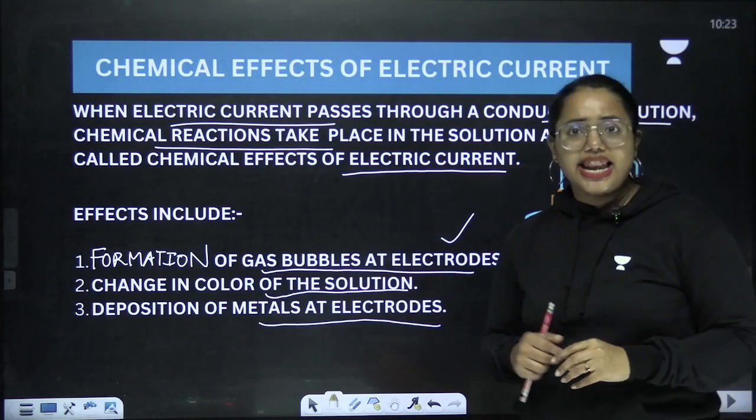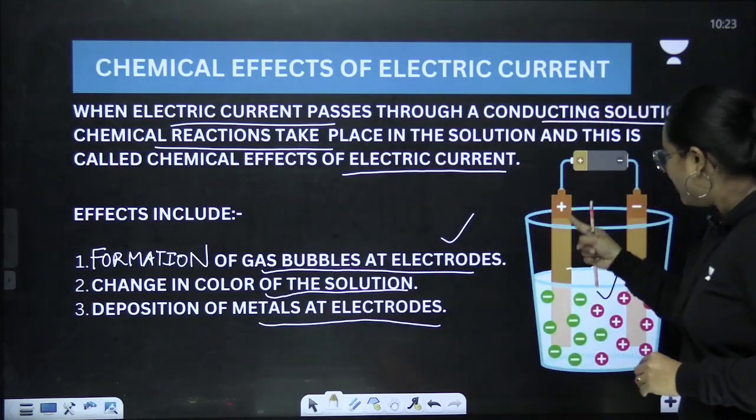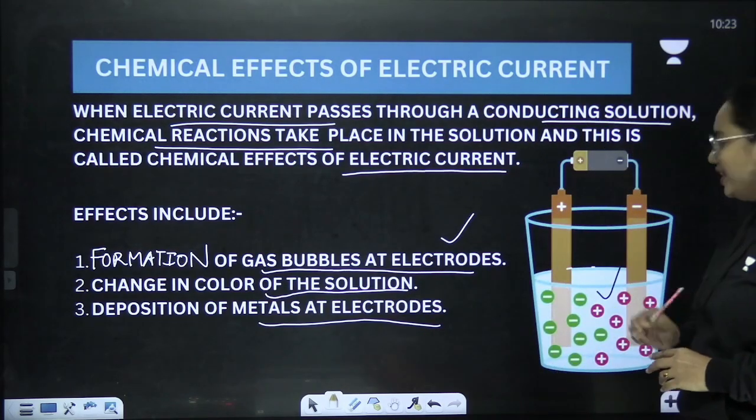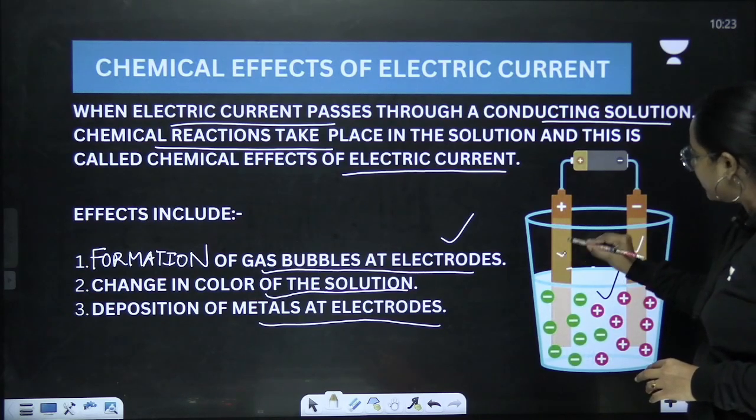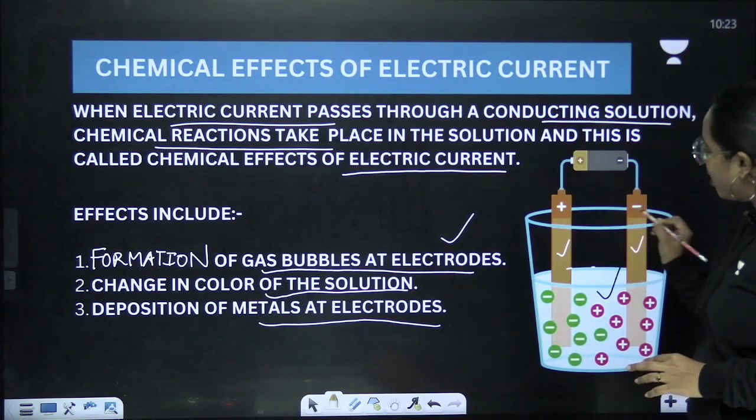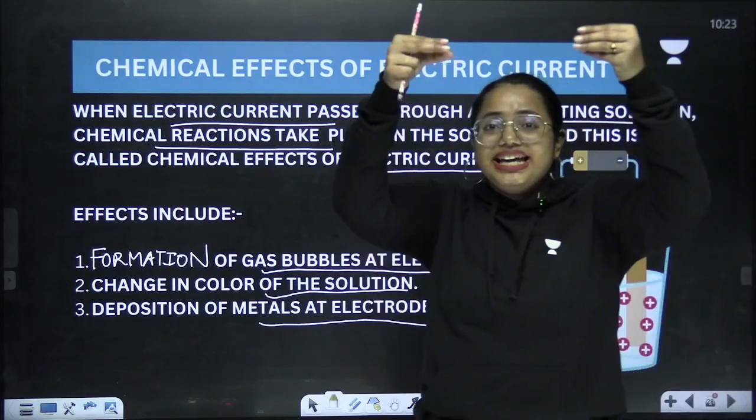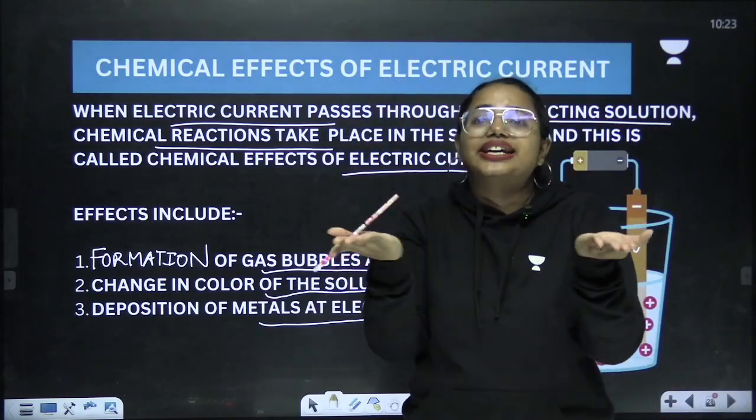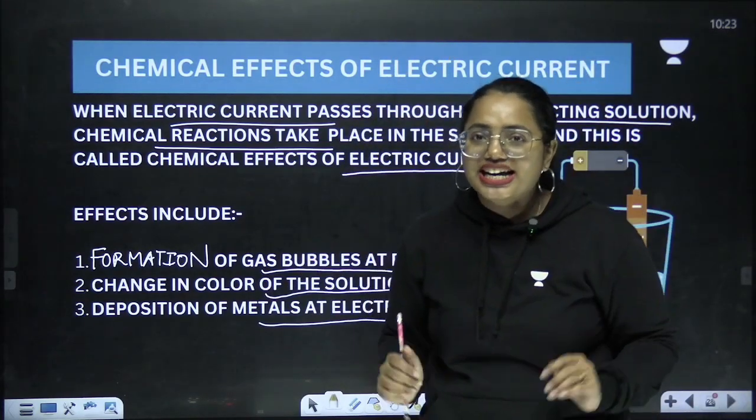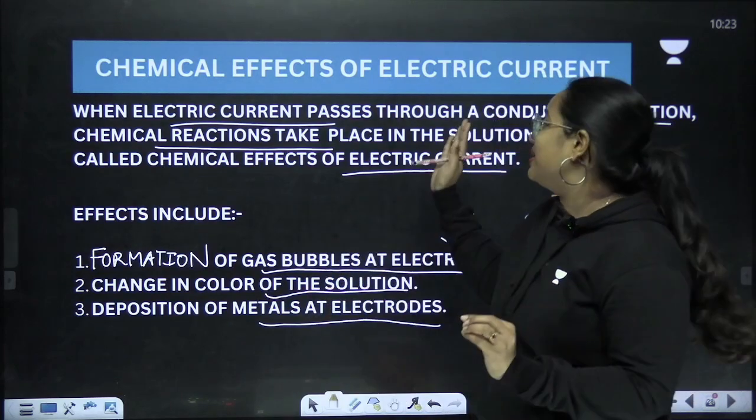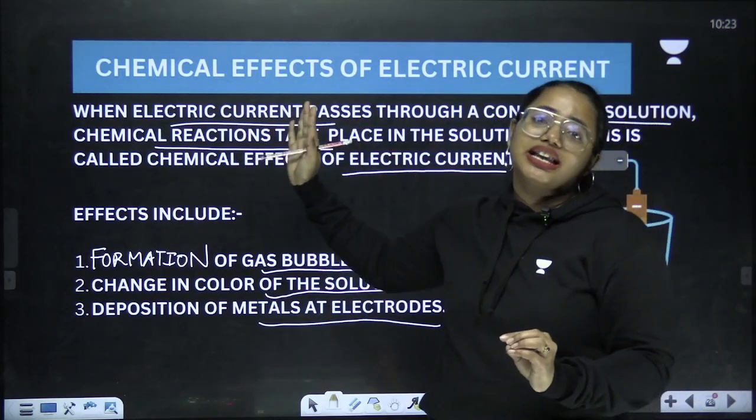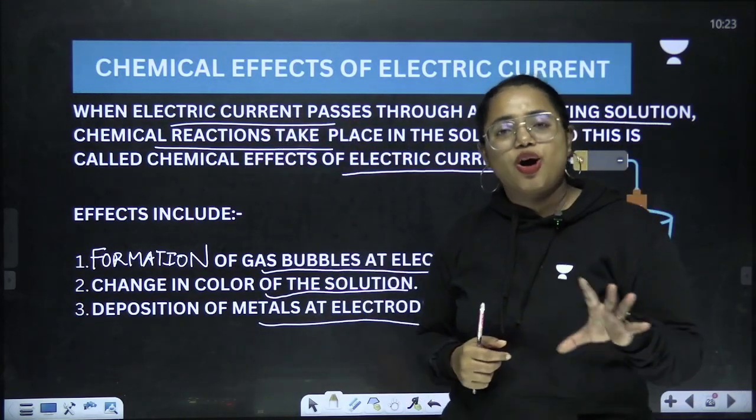So what are electrodes? You can see two metallic pieces here, right? This one and this one. These two are called electrodes. These electrodes are basically immersed in the conducting solution. Got it? Clear? So this is all about the chemical effects of electric current. And I hope you're clear.